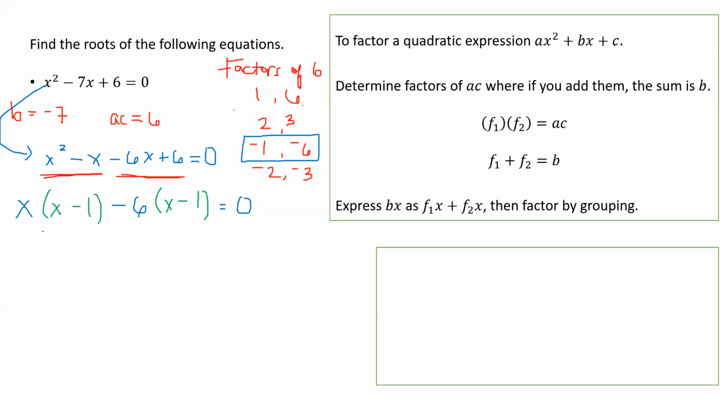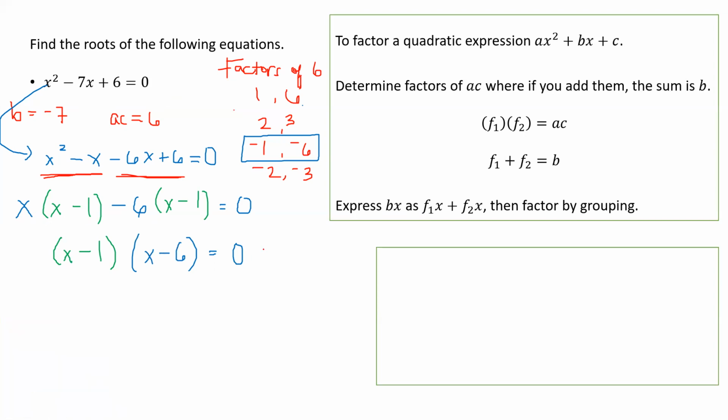Now we can see that both of these terms have x minus 1. So we can factor out x minus 1. So x minus 1 times x minus 6 equals 0. We considered x minus 1 as one object, then we factored it out. And we have the factored form of the quadratic equation over here.